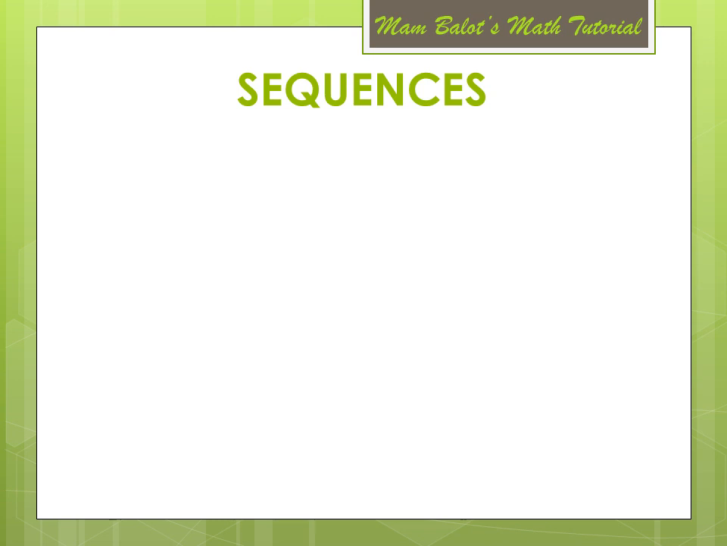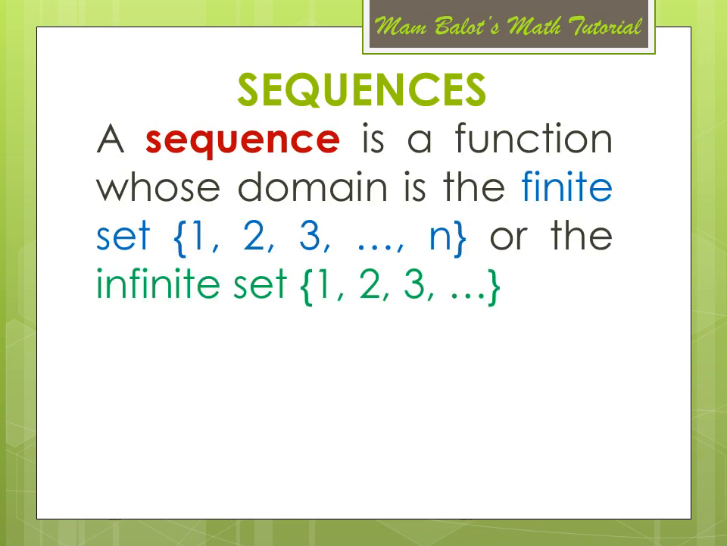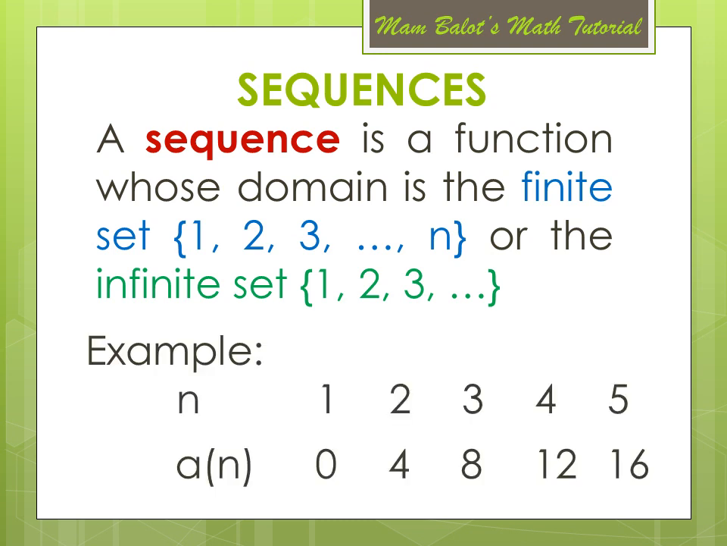Okay, so we will now focus on sequences. A sequence is a function whose domain is the finite set 1, 2, 3 up to n, or the infinite set 1, 2, 3, and so on. So for example, we have n from 1 to 5, and a sub n would be 0, 4, 8, 12, and 16. So in this example, if n is equal to 1, the output would be 0. If n is 2, the output is 4. If n is 3, we have 8. If 4, we have 12, and then 5, we have 16.